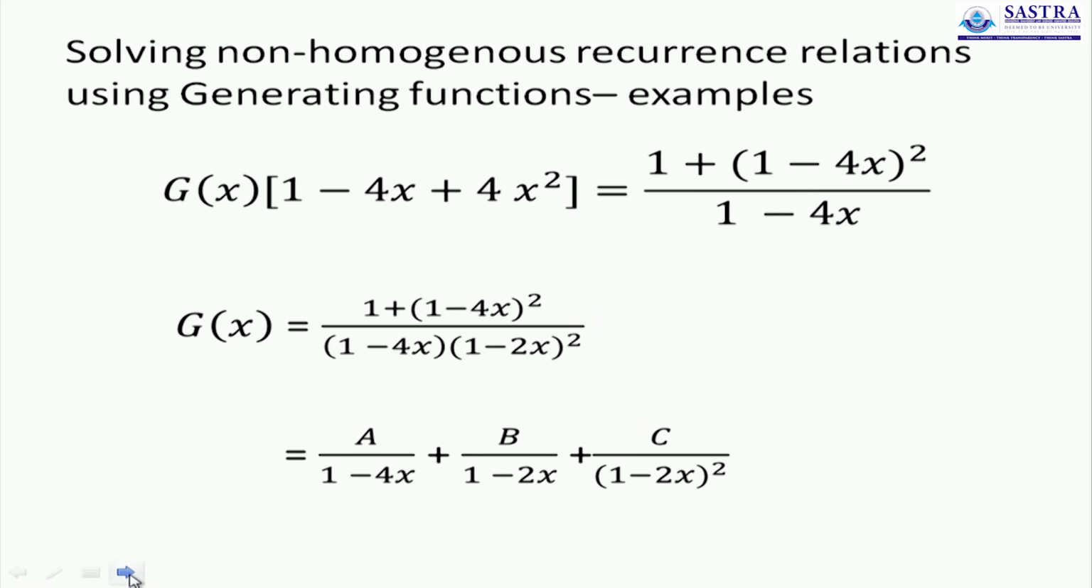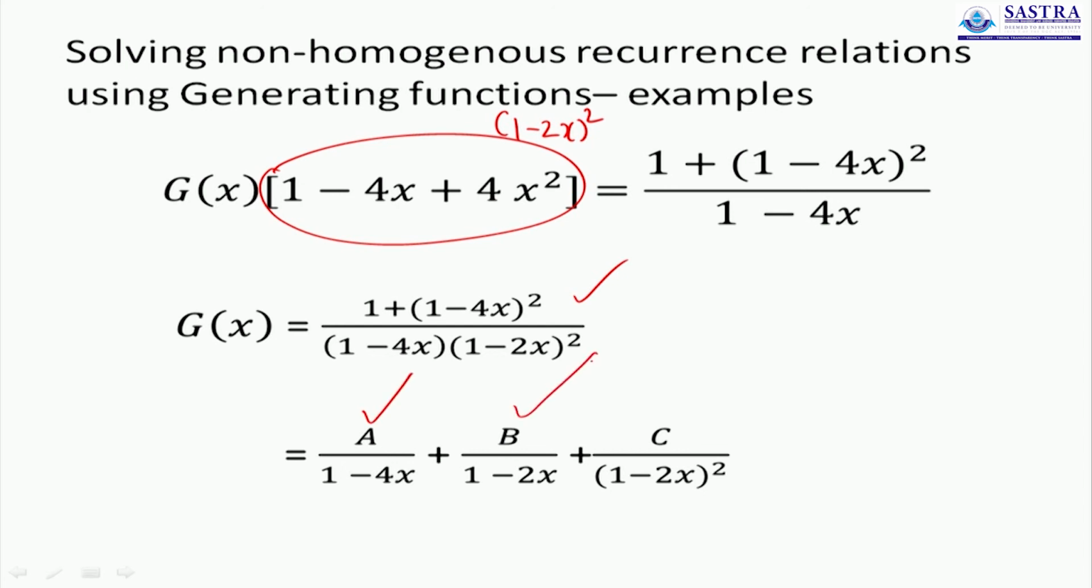So you can simplify this. G of x can be 1 minus 4x the whole square upon 1 minus 4x, and I can simplify this as 1 minus 2x the whole square, and I can move it to the bottom on the right and I get this. Now what remains is to resolve this rational function into partial fractions so that we can easily get the coefficients and build our sequence. So I have written the first term as a upon 1 minus 4x, b upon 1 minus 2x, and c upon 1 minus 2x square.